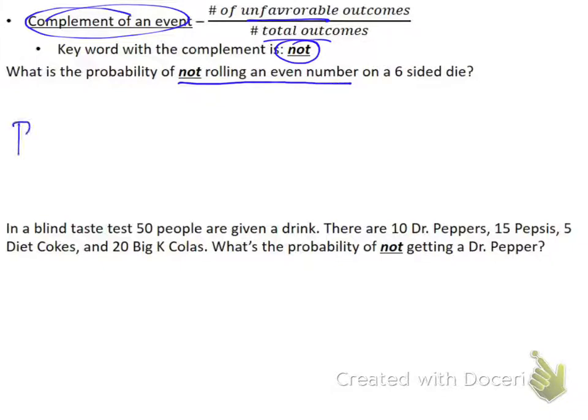So again, with my probability, I know that I have 6 total possibilities: 1, 2, 3, 4, 5, and 6. And if I don't want it to be an even number, all the numbers on a six-sided die that are not even would be 1, 3, and 5. And so I've got 3 possibilities that are not even and 6 total. And so I have 1/2, which is 50% still.